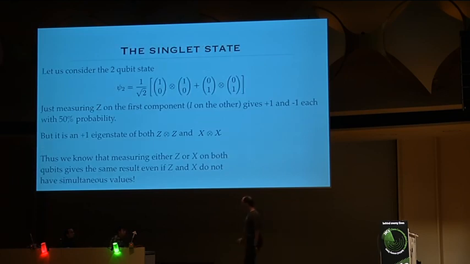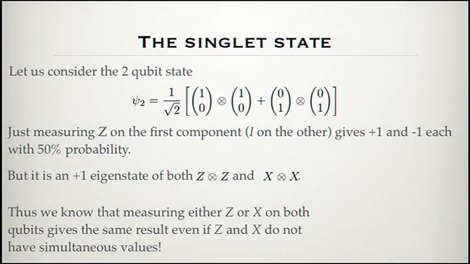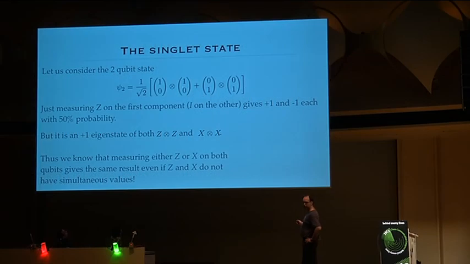Okay, now, the new thing is I can prepare something that's called the singlet state. So this is now a 2-particle system, and I can prepare a state like this. The first one is in the up state, and the second particle is in the up state, but it's also a sum of the first particle being in the right state and the second particle in the right state. So it's again the sum of these two states.